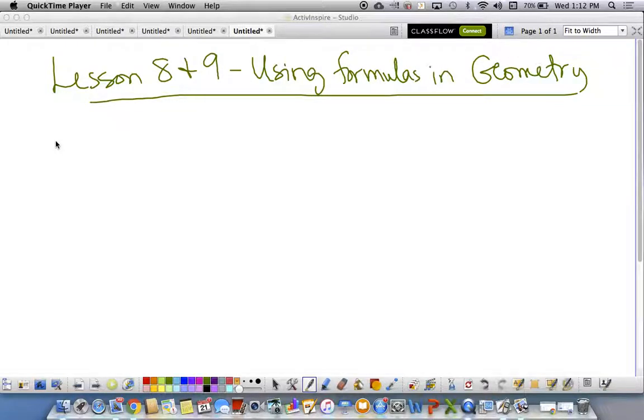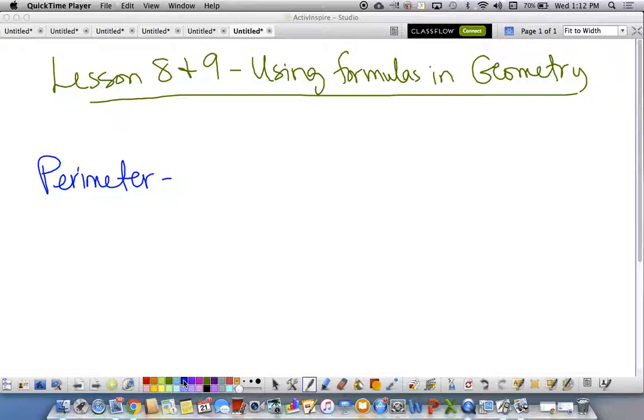So lesson 8 and lesson 9, formulas that you already know about geometry. Okay? We're going to start, we're going to list some, and then we're going to talk about them and do some problems. One of our first formulas in geometry that are dealing with shapes is the perimeter.